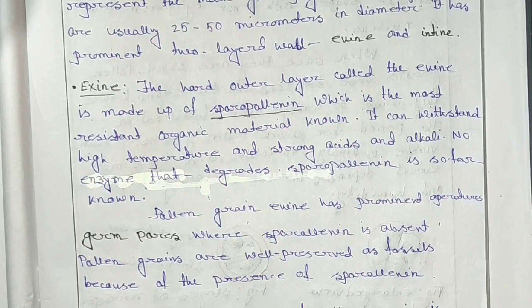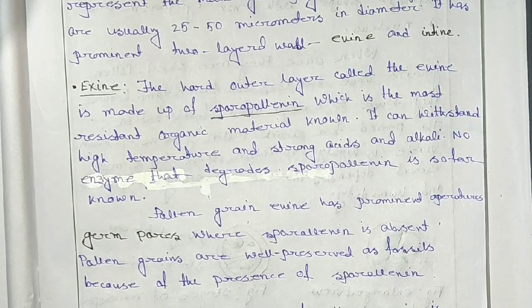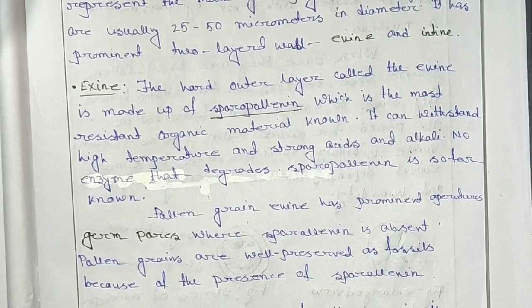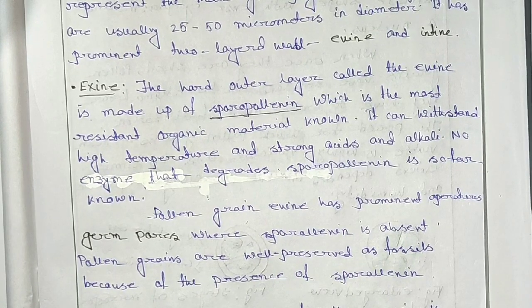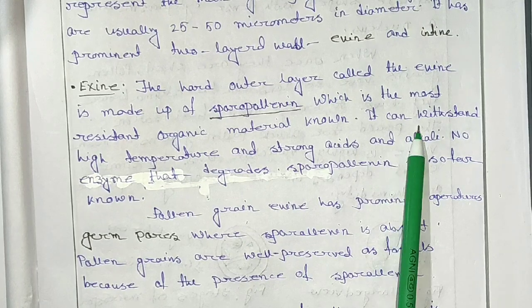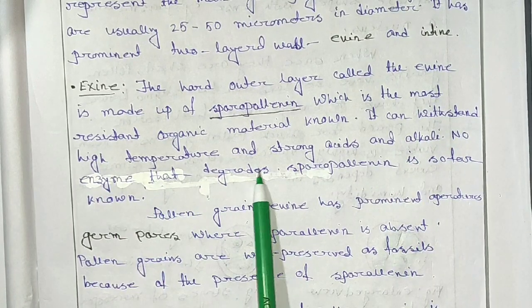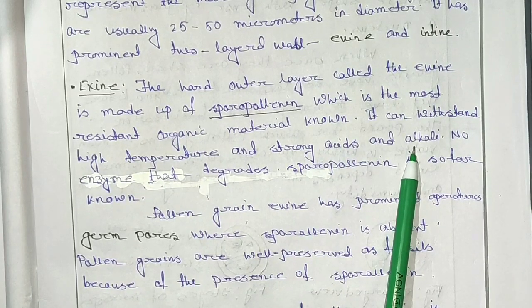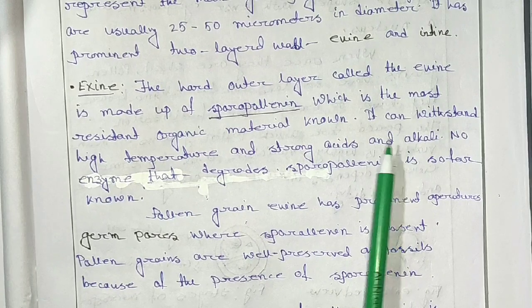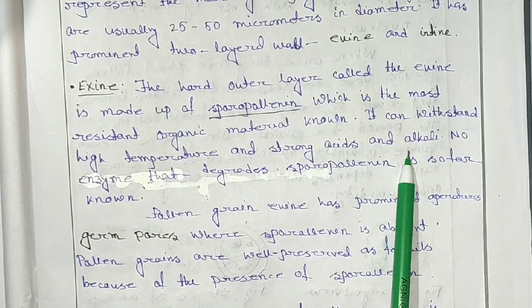Sporopollenin is one of the most chemically inert biological polymers. What is the composition of sporopollenin? The composition of sporopollenin is mainly long chain fatty acids, phenylpropanoids, phenolics and traces of carotenoids. It can withstand high temperature and strong acids and alkali. That means sporopollenin can resist high temperature and strong acid and alkali.